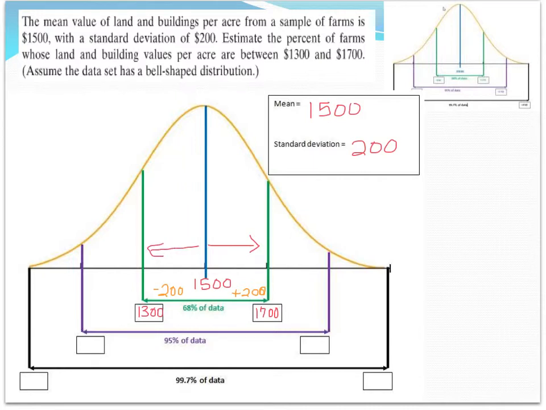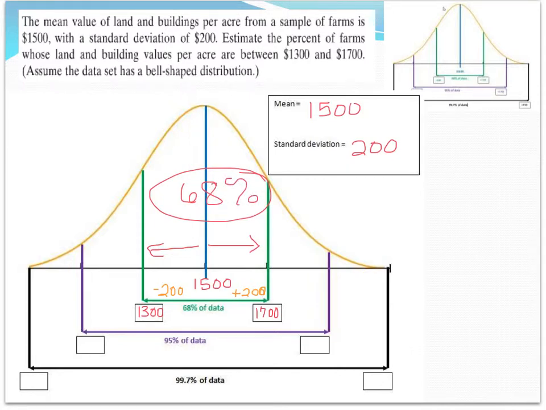The question asked, estimate the percent of farms whose land and building values per acre are between 1,300 and 1,700. Well, according to the empirical rule, the amount of data that lies within 1 standard deviation of the mean is 68%.